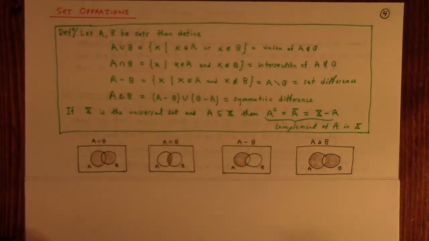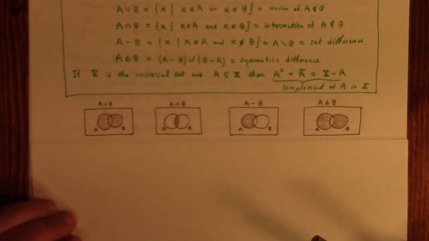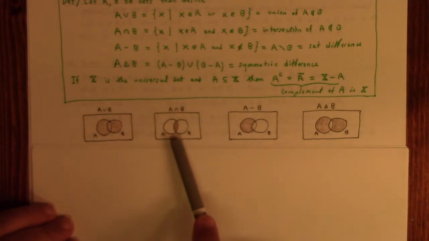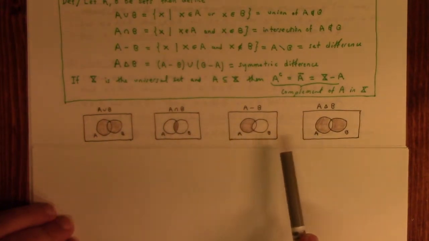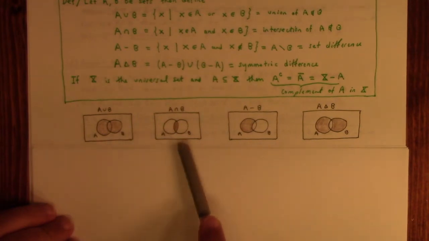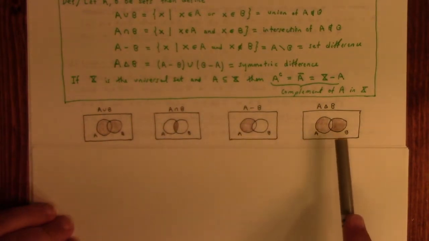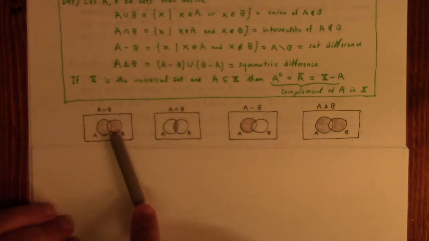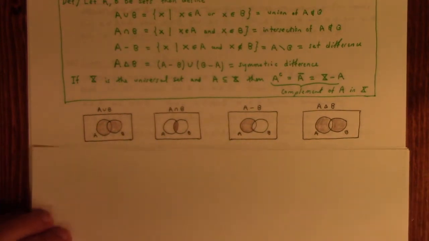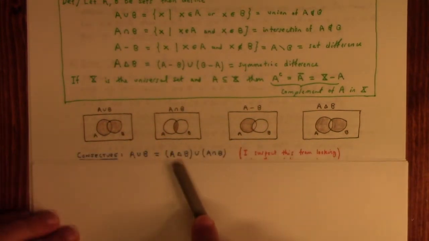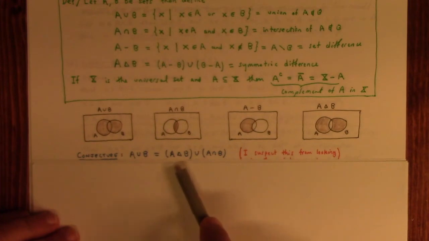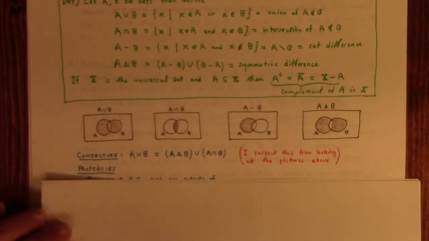So here's some pictures of these various operations: the union, the intersection, the difference, the symmetric difference. And so as I look at these 4 pictures, one thing that kind of sticks out to me is, like, if I took this one and I took that one and I put them together, I get that, right? So that suggests to me the following conjecture. A union B is the symmetric difference union with the intersection, for what it's worth. So I'll probably make that a homework problem for you guys to prove that. It shouldn't be hard.